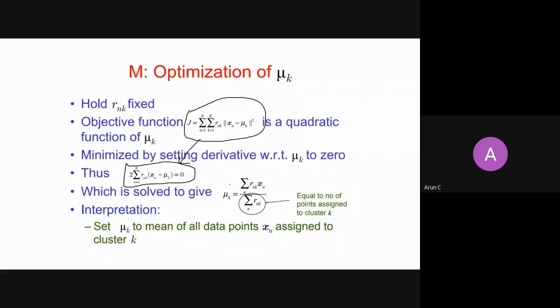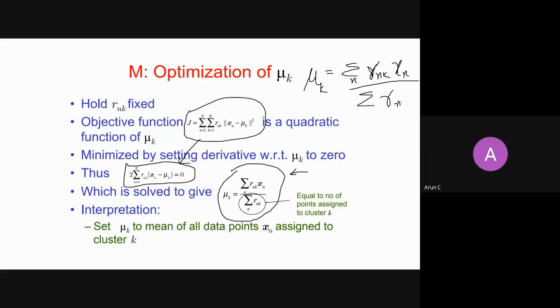And just after simplification, this is our mu, right? So this mu is this way. Can anybody interpret this mu? Mu k is nothing but the summation over all n samples of r_nk times x_n, divided by the sum of r_nk.